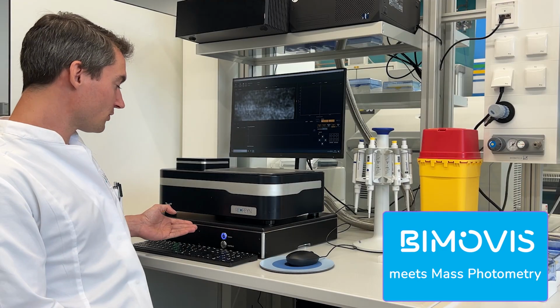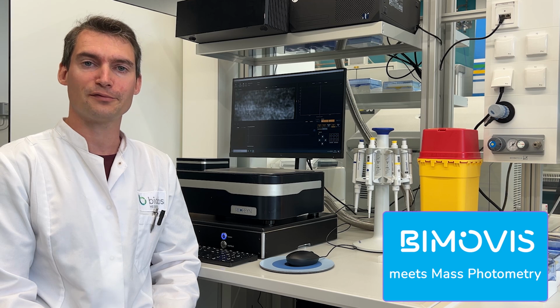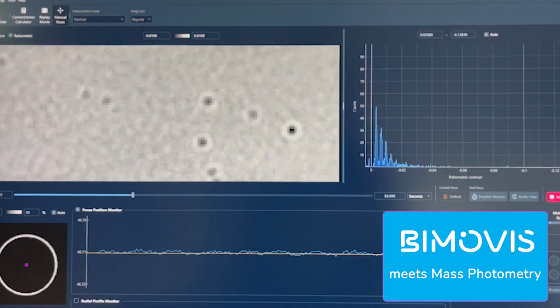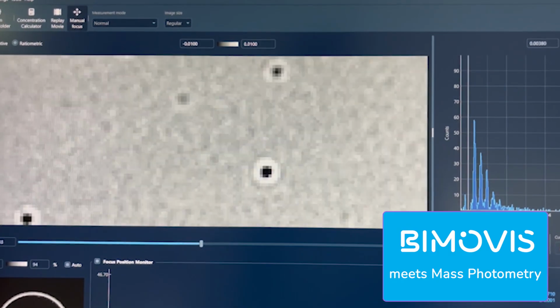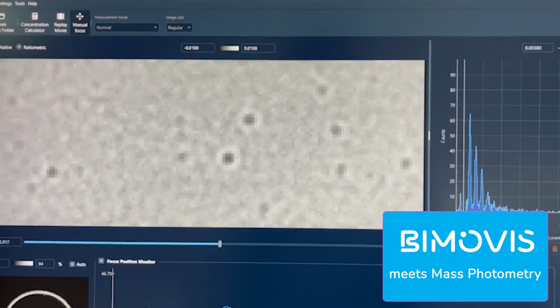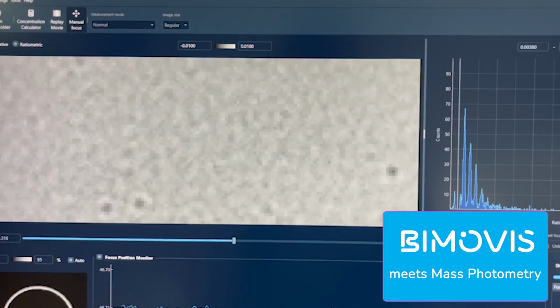So in our lab we use the Refeyn TwoMP. This mass photometer analyzes a weight range from 30 kilodalton to about 5 megadalton, which is in most cases sufficient for all the samples that come into our lab. Basically, the device looks at single molecules. It pretty much sees single particles landing on the glass slide, and by counting them and analyzing how big they are, it just gives you a direct readout on what's in your sample.